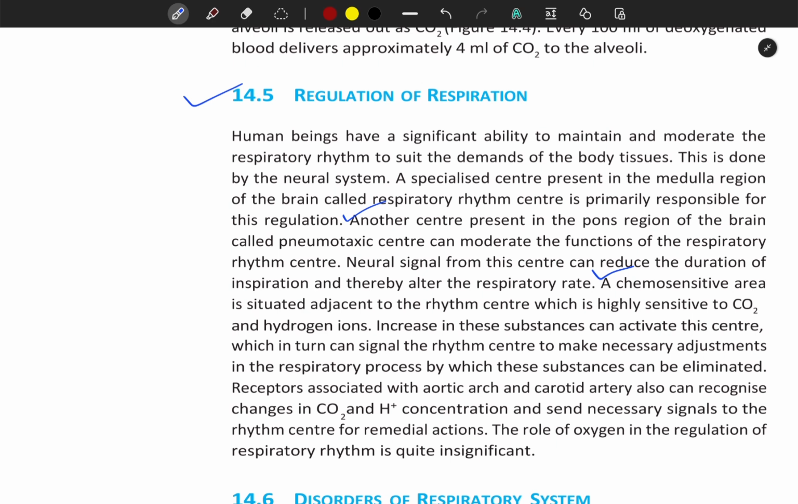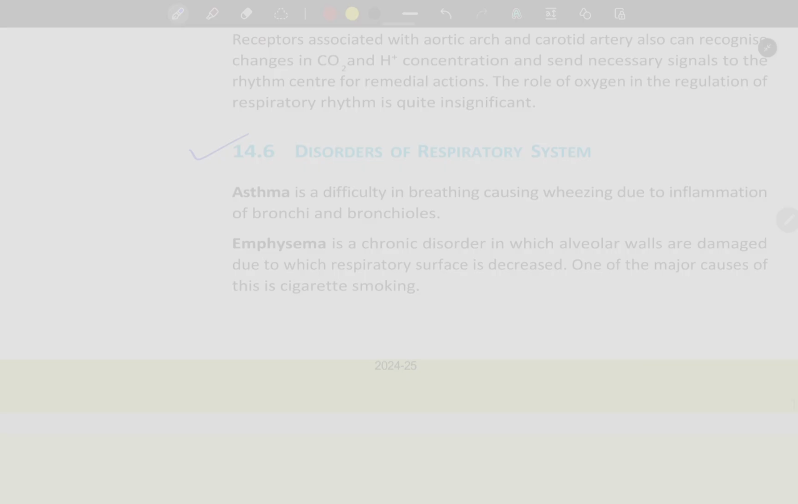Receptors associated with the aortic arch and carotid artery can also recognize changes in CO2 and H+ ion concentration and send necessary signals to the rhythm center for remedial actions. The role of oxygen in the regulation of respiratory rhythm is quite significant.